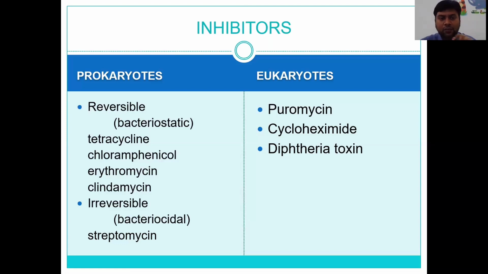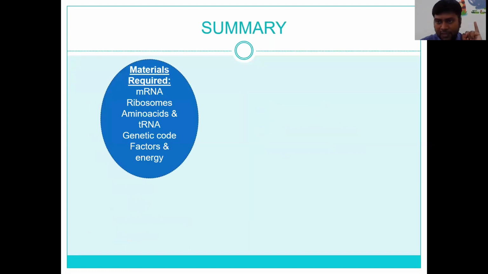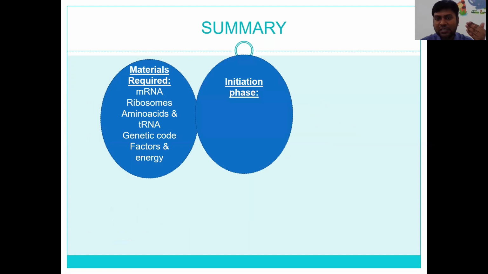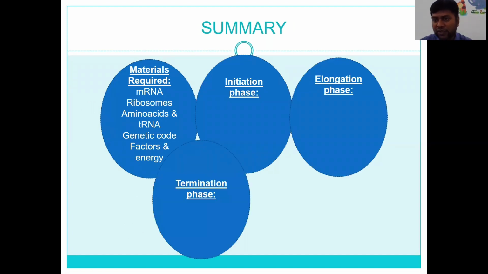Before ending, I'll give you a quick summary or recap of the overall process. To start with, the major materials required for the translation process are mRNA, ribosomes, amino acids with their tRNA, genetic code, and various factors and energy. Next, the process can be divided into three phases: initiation phase, elongation phase, and termination phase. In the initiation phase, we are assembling all the requirements together. We are assembling methionine tRNA and mRNA into the ribosomes, which involves four different steps.